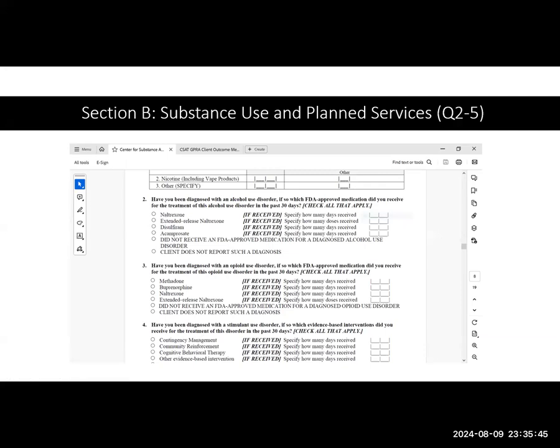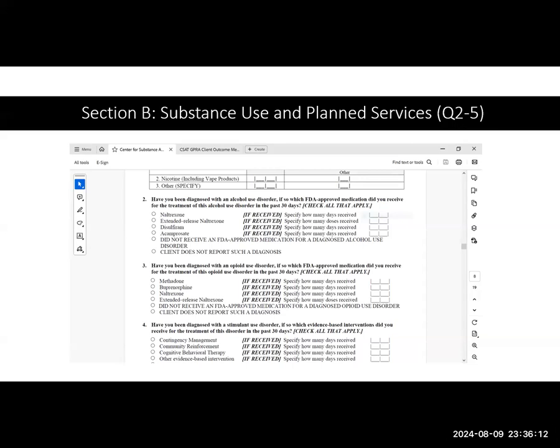And for all of these questions, if the answer is yes, you'll need to ask the client about which FDA-approved medications they received prior to treatment, meaning before baseline or intake, and at follow-up and discharge by the grantee directly. So if the client reports a diagnosis in response to any of these questions, you'll then read the 4 different medication types that correspond and indicate the client's response for which of them were received in the past 30 days.